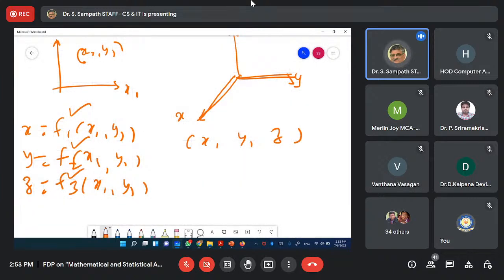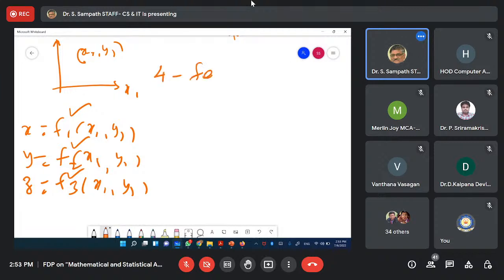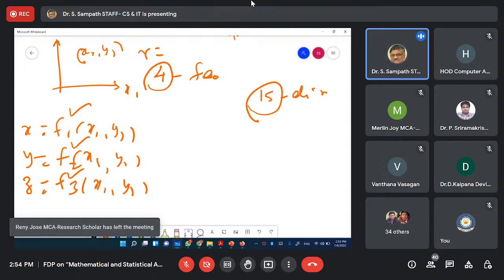But creating a higher dimensional space requires the creation of so many functions. Suppose in the original data set I have four features, that means R is equal to 4. Suppose I would like to create a new space consisting of 15 dimensions instead of 4 dimensions. So what happens now? I have to create 15 functions.